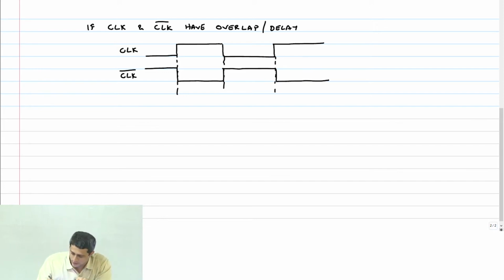But now I am saying that this edge is moving, let's say, to the right. Clock bar is moving to the right. Remember, all our definitions of setup and hold time are with respect to the clock, by definition, not clock bar. So I am going to move clock bar around that edge. Let's assume that this moves like this. I'll draw it slightly exaggerated.